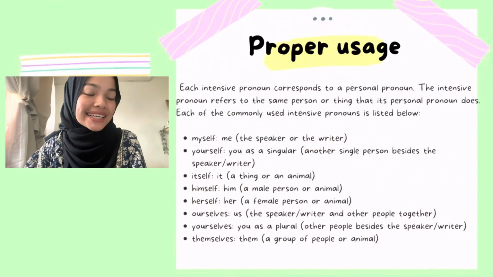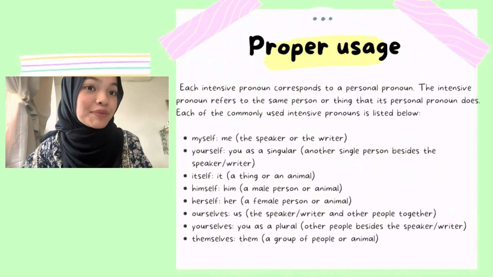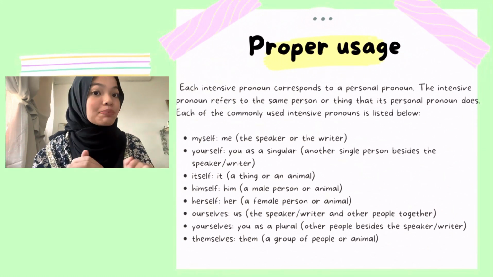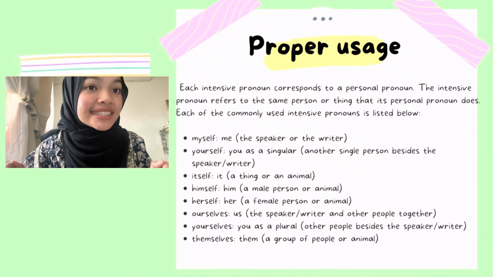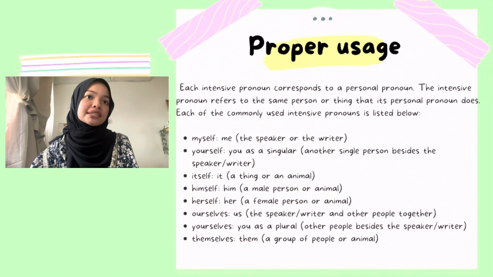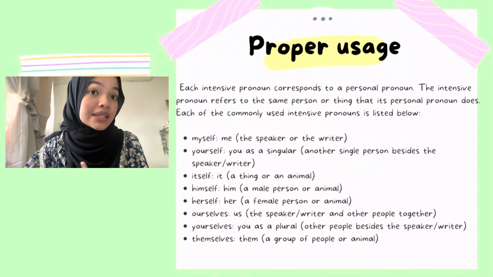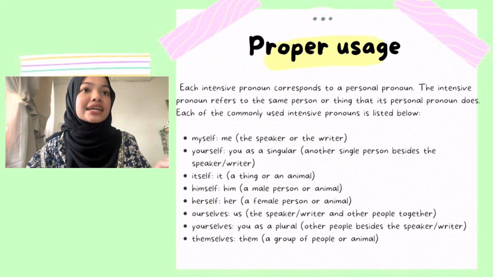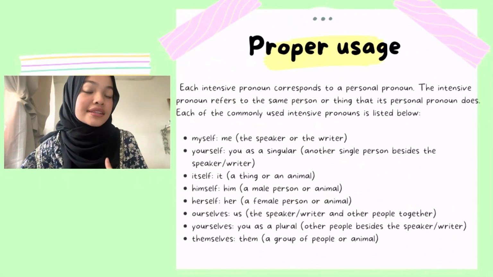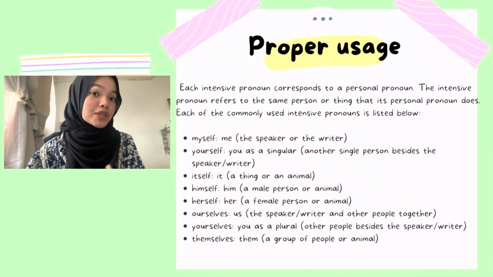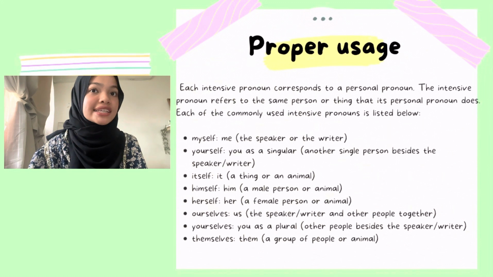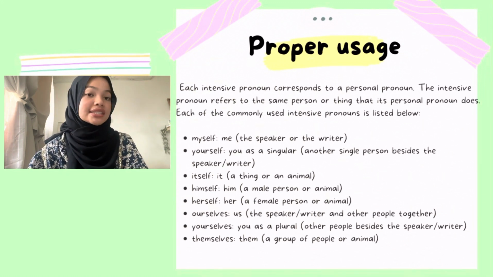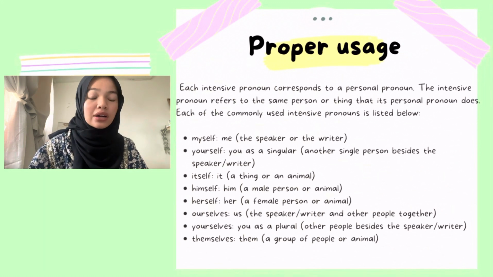So people might ask, how to use an intensive pronoun? Each intensive pronoun corresponds to a personal pronoun. This intensive pronoun refers to the same person or thing that its personal pronoun does. So you can see on the slide, I listed some of the intensive pronouns. The first example is myself, which is me, the speaker or the writer. And then the second one, yourself, you as in singular, which is another person besides the speaker or the writer.